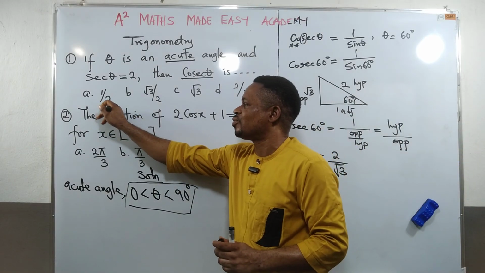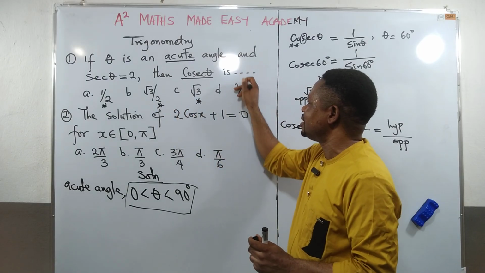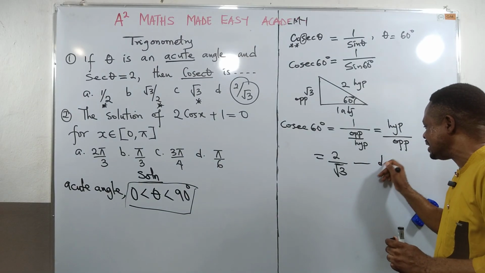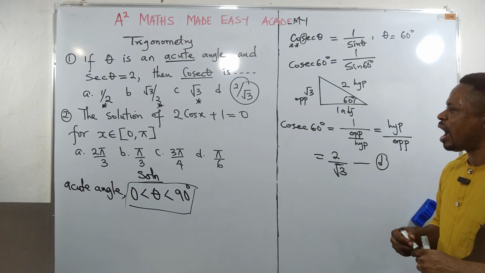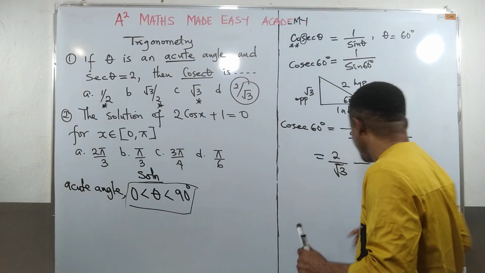Let's check the options. Oh, it can never be this. Wow. No, it can never be this. Oh my goodness. Look at it here. The correct answer is option D. So this is option D, and that is the answer. So having satisfied the first question, can we quickly move to the second question? Now watch this.